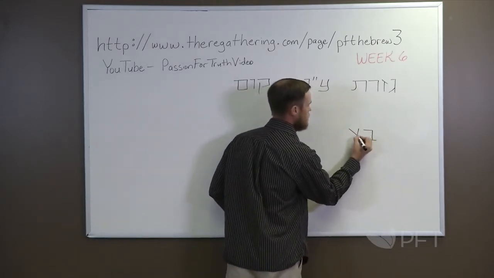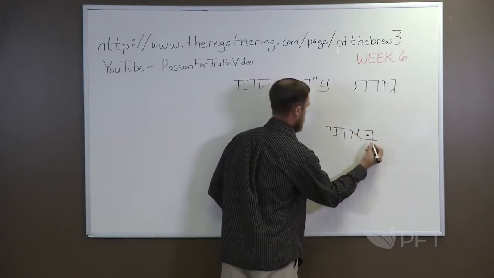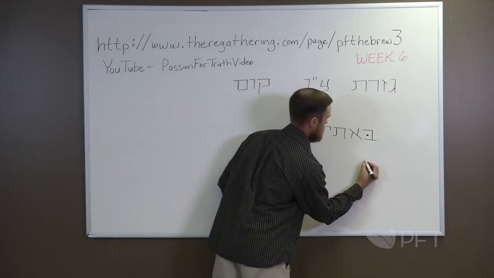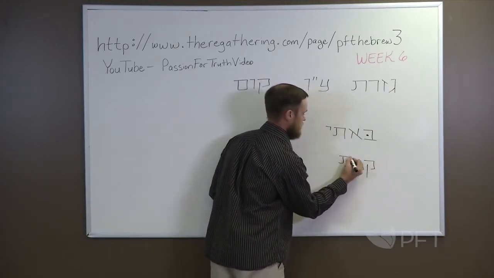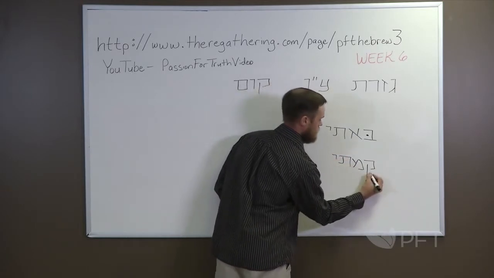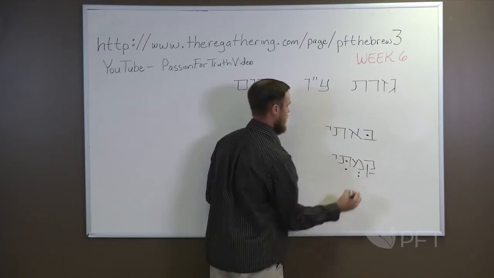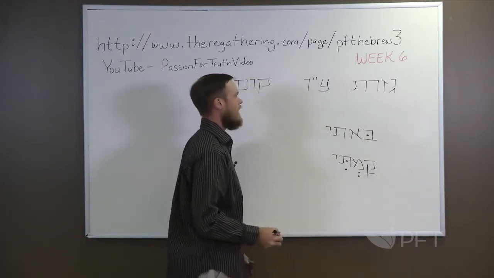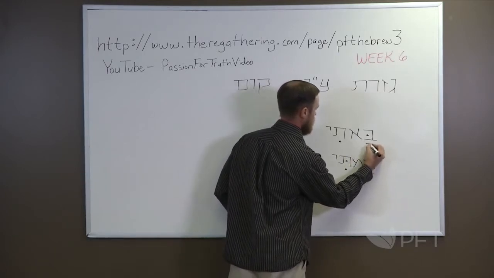So, in the first person singular, actually I'll show both roots next to each other so you can see exactly what the difference is. It's very slight. Okay, so I rose is kamti. All right, I came is bati.